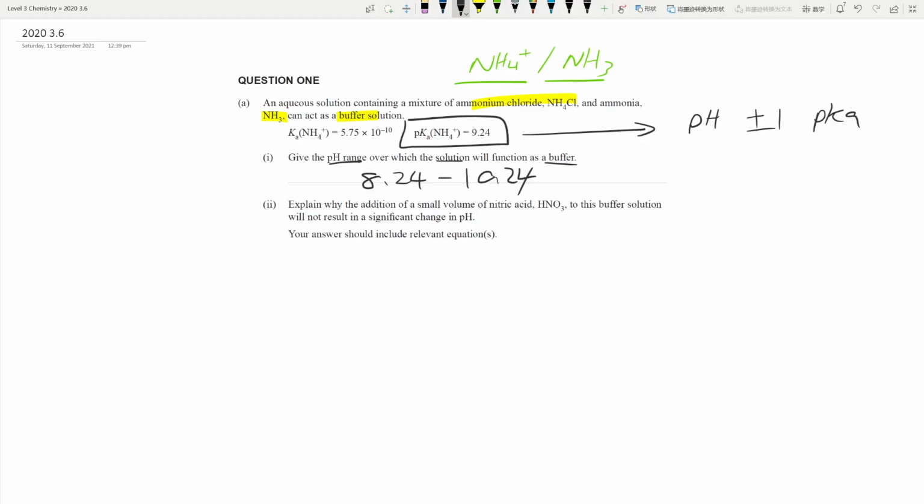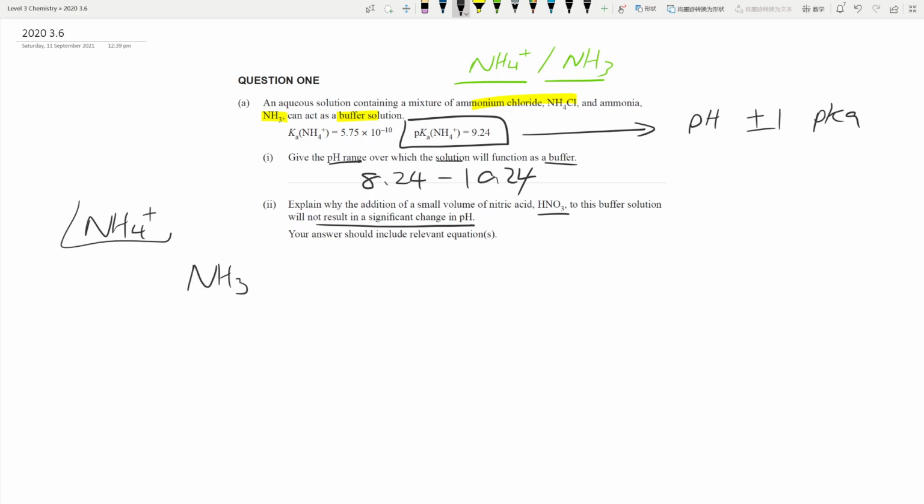The next question: explain why adding a small amount of nitric acid to the buffer will not result in a significant pH change. I went through this extensively in one of my explanation videos in the NCEA Level 3 Science Concept playlist, so maybe check that out if I'm going through this too quickly. But pretty much, how a buffer works is that you have NH3 and you have NH4+.